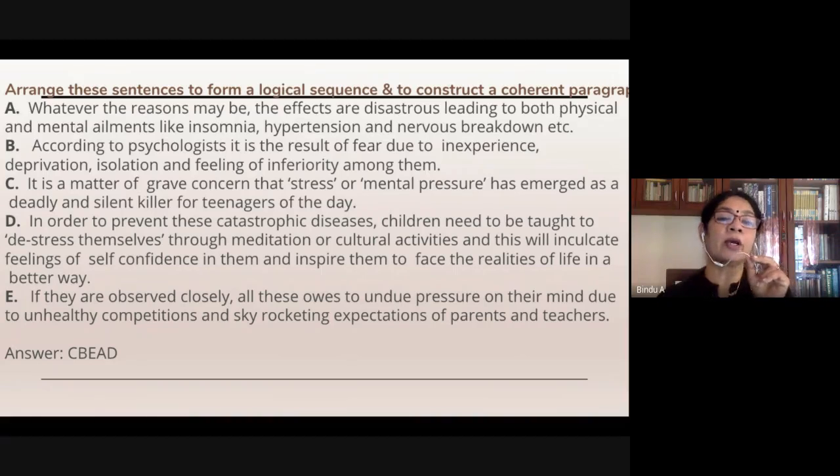What about the next one? According to psychologists, it is the result of fear. Does "it" relate to something here? Yes, because stress or mental pressure, it is one and the same. So it could relate to this.